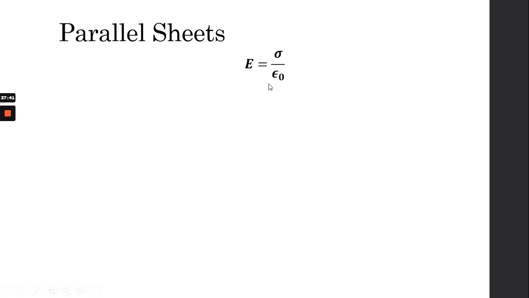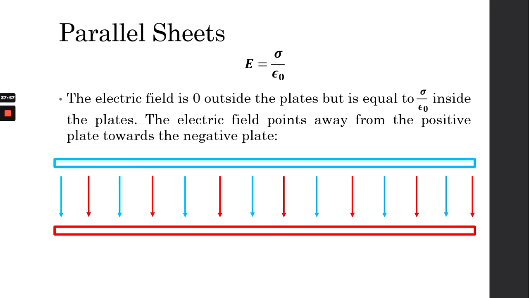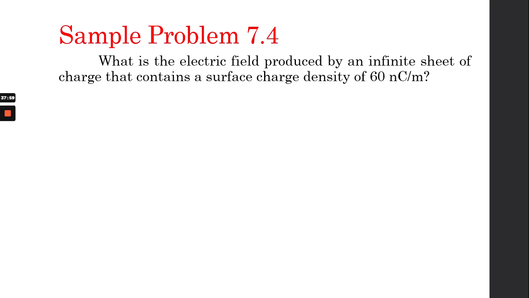Electric field is equal to sigma divided by epsilon naught. The electric field is 0 outside the plates, but is equal to sigma divided by epsilon naught, or the permittivity of free space, inside the plates. The electric field points away from the positive and towards the negative plate. So it's just something like that.